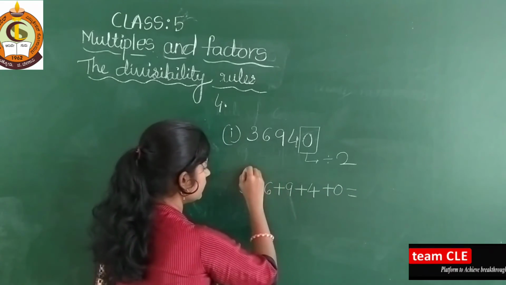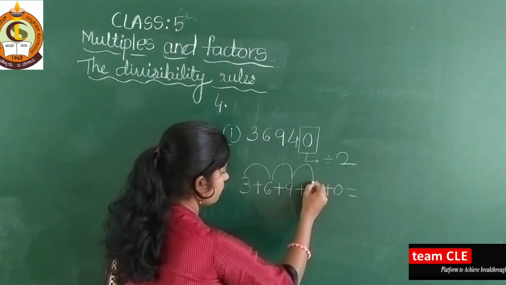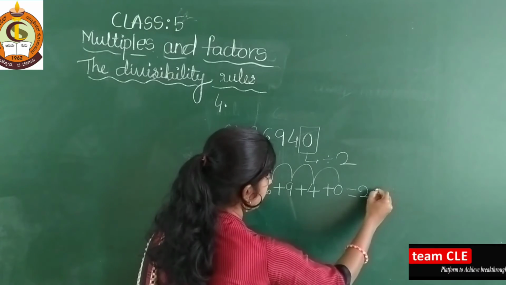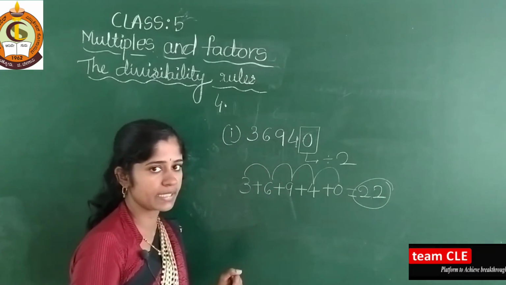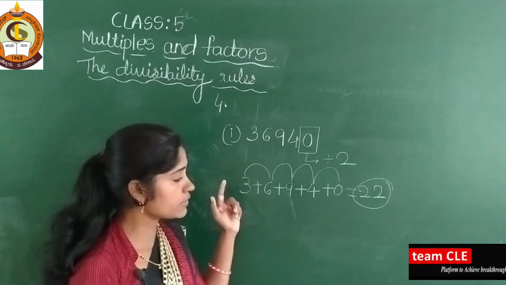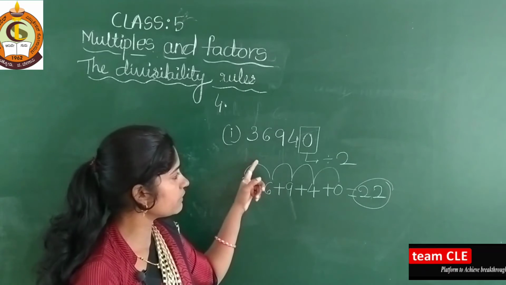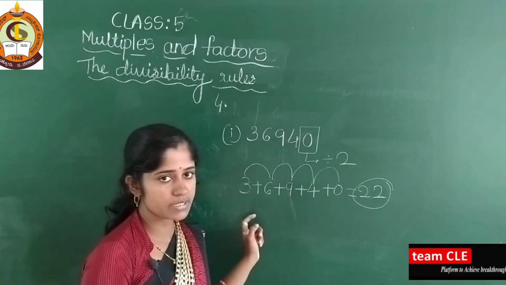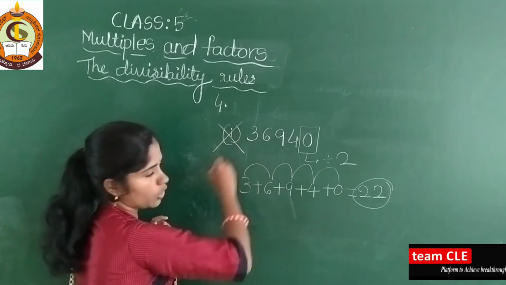Okay, you know that. But add the digits: 3 plus 6 plus 9 plus 4 plus 0. 3 plus 6 is 9, 9 plus 9 is 18, 18 plus 4 is 22, 22 plus 0 is 22. So this number is not in the 3 times table, so this number is not divisible by 3. Why? Because this number is divisible by only 2, not by 3. Therefore, this number is not divisible by 6, so you have to put a cross mark.